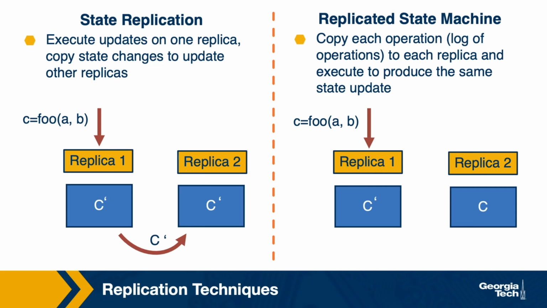Now, replica 1 will perform the update of its local state, but the message that it will communicate to replica 2 is not the new value of the state. Instead, it will propagate a message about the operation that it executed, this operation foo. The operation foo will be executed locally at replica 2, and the state at replica 2 will be updated from C to C prime as well.